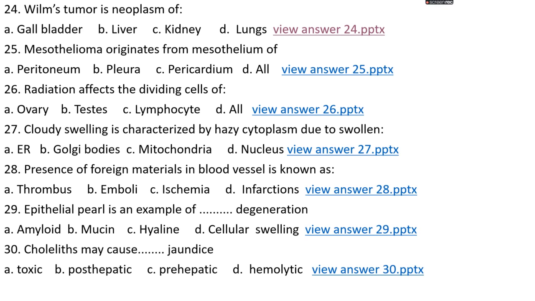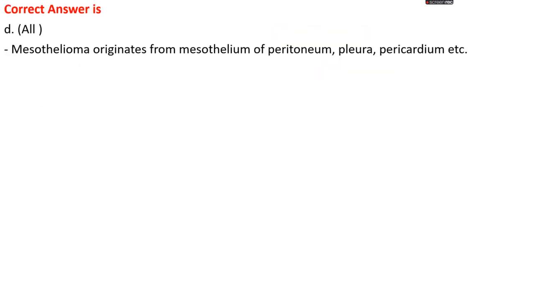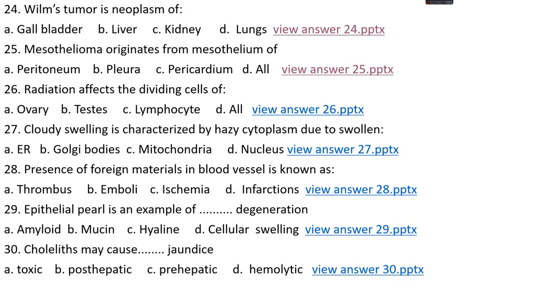Okay. Question number 25. Mesothelioma originates from the mesothelium of option A, peritoneum, option B, pleura, option C, pericardium, option D, all. The right answer is D, that is all. Mesothelioma, oma means tumor of the mesothelium. It originates from the mesothelium of the peritoneum, pleura, and pericardium, etc.